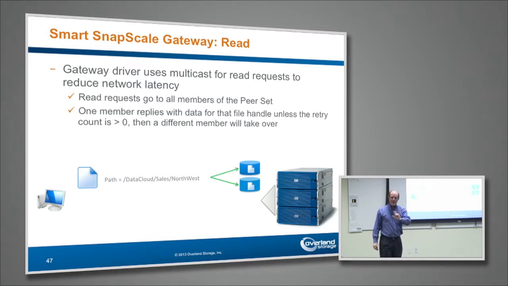However, if that peer set member is a little too busy with other requests, and it doesn't respond quickly enough, the gateway driver does a retry. If it does a retry, then the other peer set member will automatically take over.